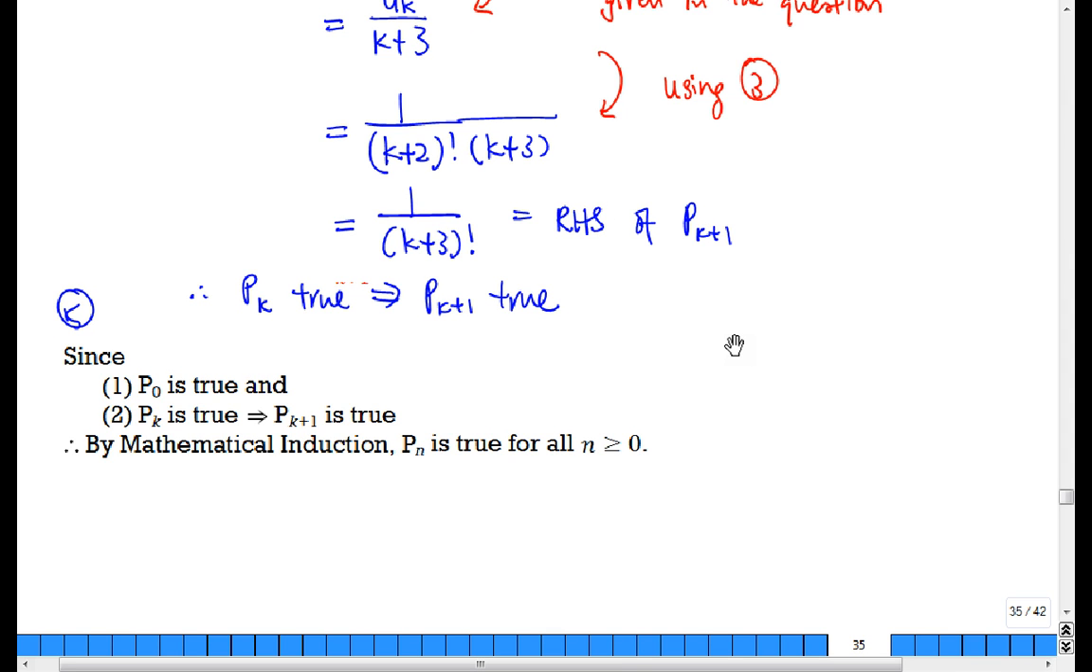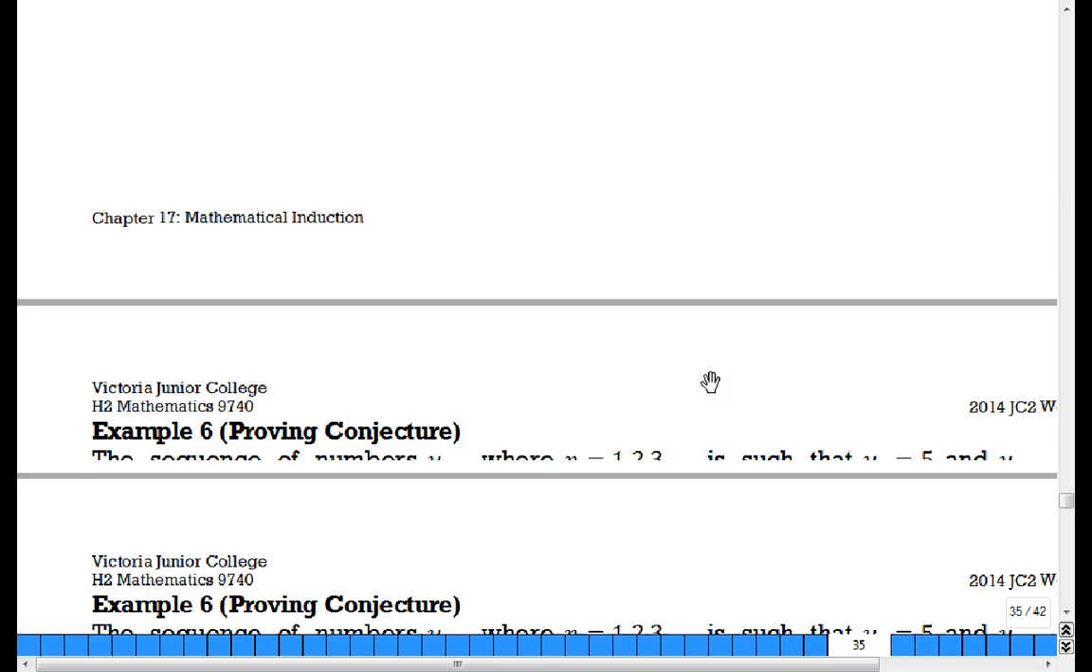Fun. Example 6. Oh, what did I just do? Okay, never mind, anyway, scrolling already. Scrolling.